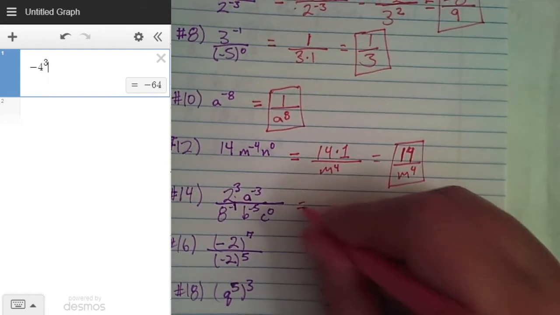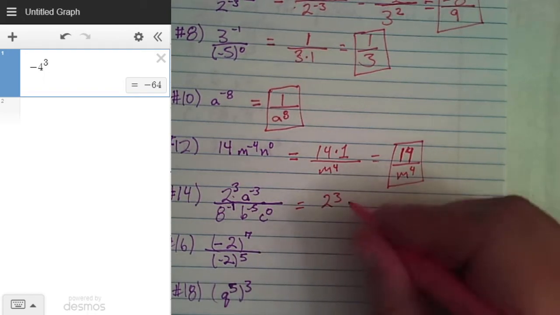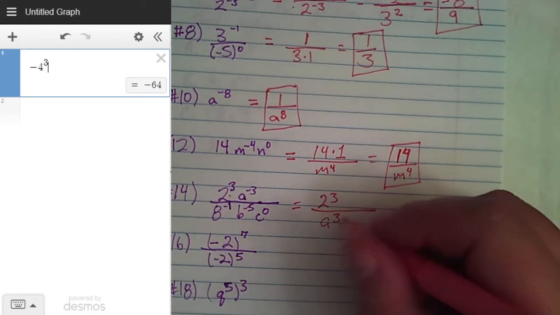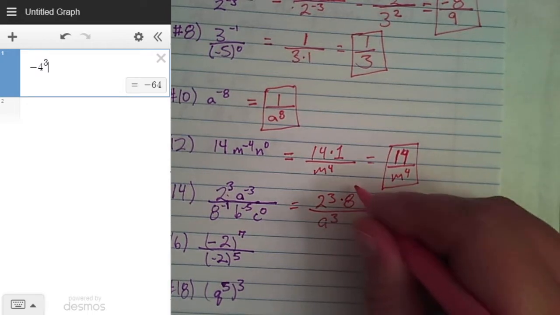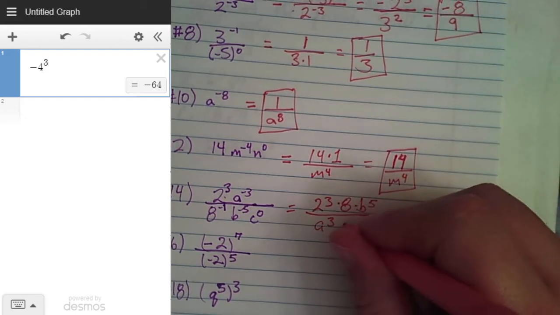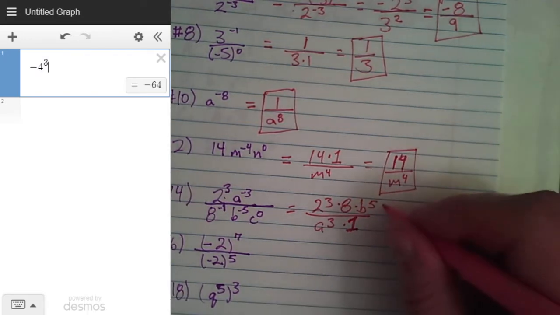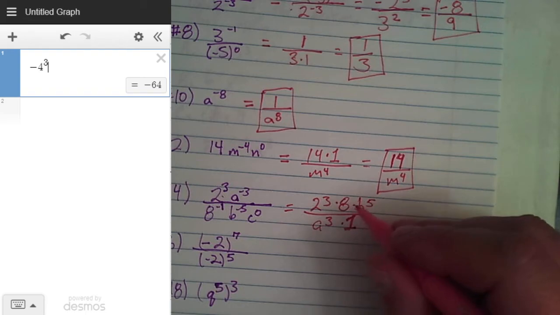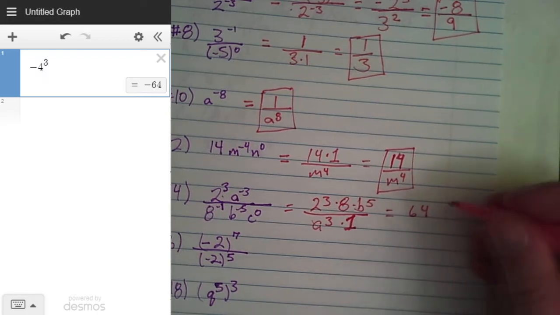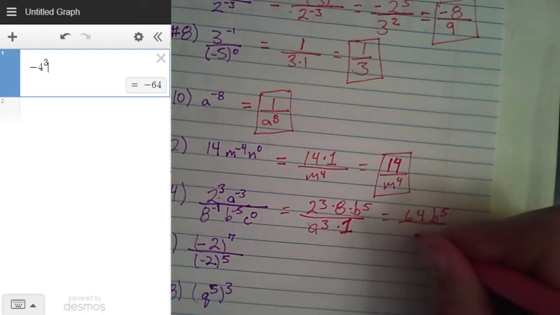We have 2 to the third. That's not going to change any. A to the negative third, we're going to put that down with a positive exponent. And then we're going to have 8 on top, b to the fifth on top times c to the 0. That's just 1. Then 2 to the third is 2 times 2 times 2, which is 8. 8 times 8 is 64. And then we have b to the fifth over a to the third.